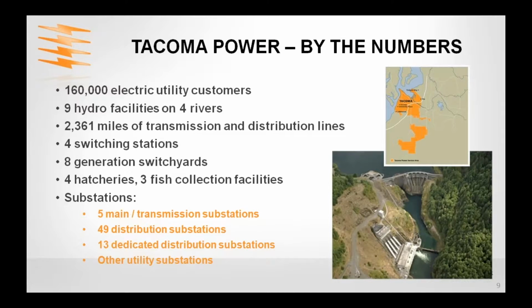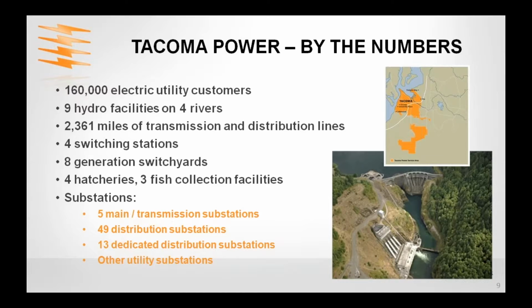Just by way of numbers, to give you an idea of the size of Tacoma Power for those of you who are unfamiliar with us. We serve about 160,000 electric utility customers. We own 9 hydro facilities on 4 river systems. My group in particular only looks at hydro, and we only own hydro within this organization, although we do reach out to other types of power to retain our portfolio.